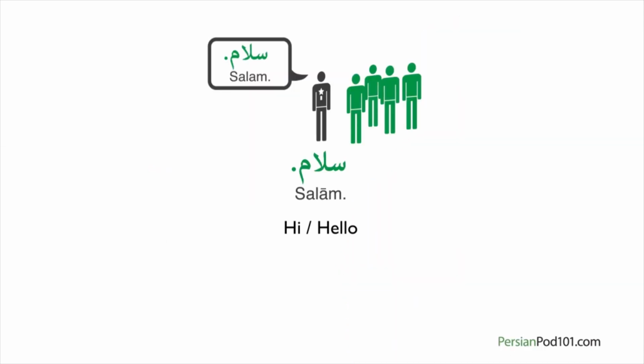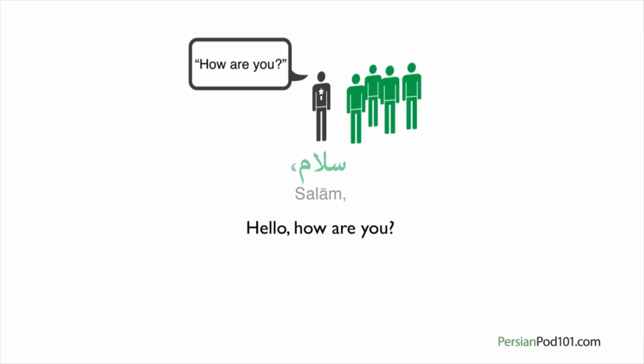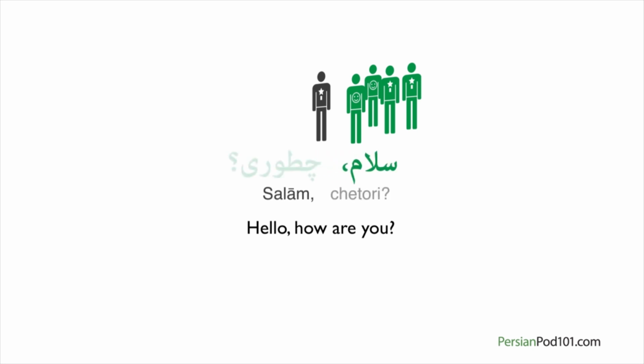After salam, we almost always say, "How are you?" when we greet friends or close relatives. It might seem strange to say it every time, but this is a part of normal everyday conversation in Persian. Let's try out the informal way of saying hello, how are you? Salam, chetori. The "i" in chetori makes this sentence second person.